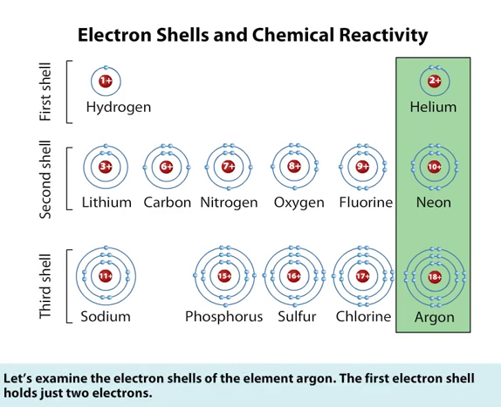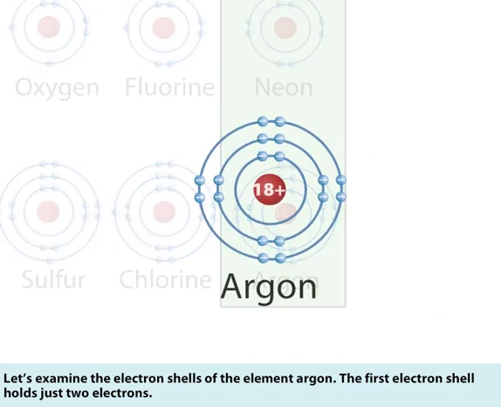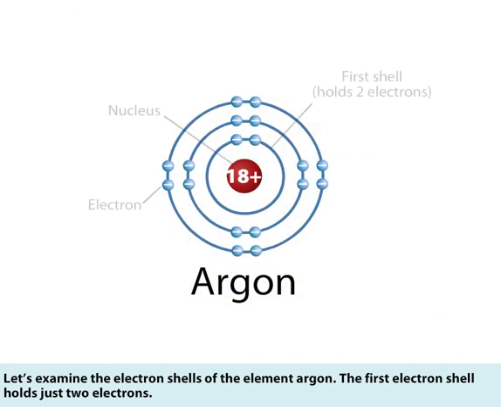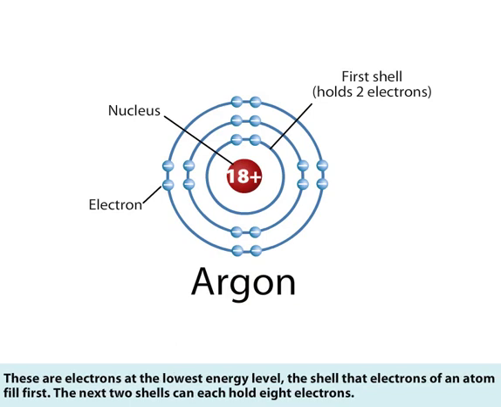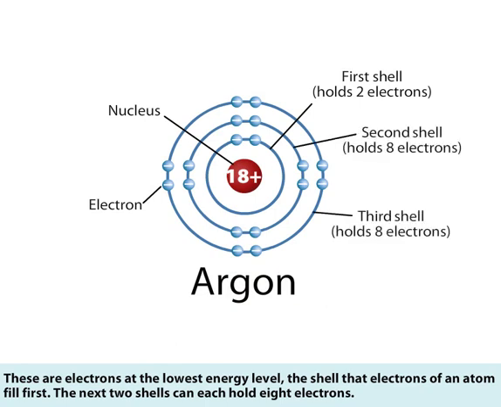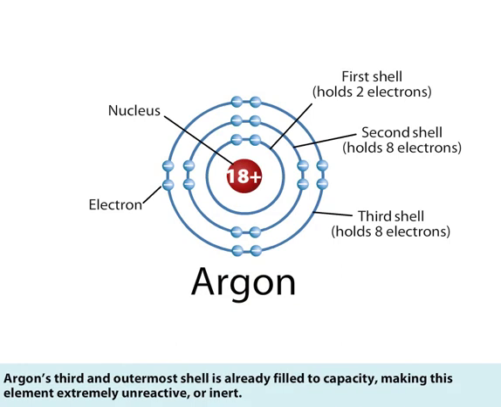Let's examine the electron shells of the element argon. The first electron shell holds just 2 electrons. These are electrons at the lowest energy level, the shell that electrons of an atom fill first. The next 2 shells can each hold 8 electrons. Argon's third and outermost shell is already filled to capacity, making this element extremely unreactive or inert.